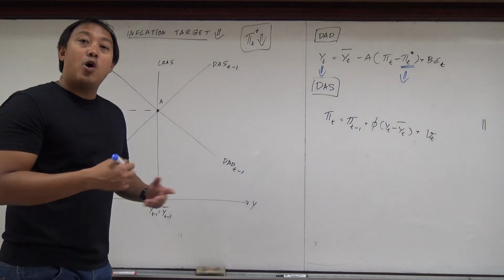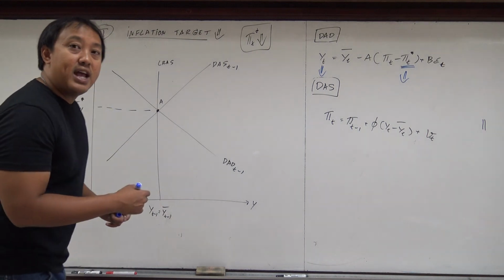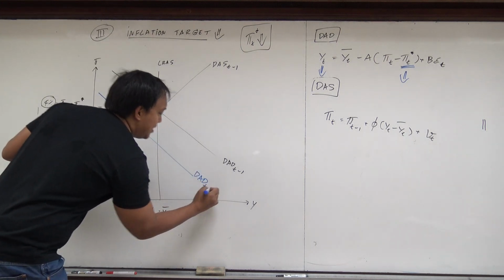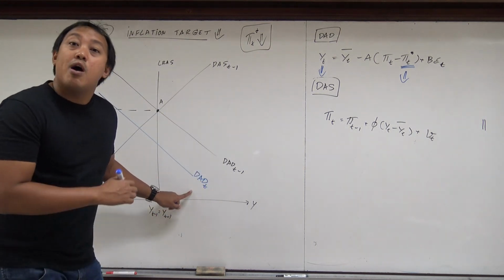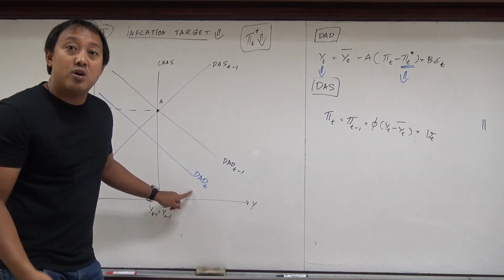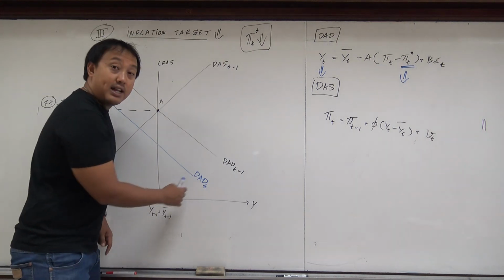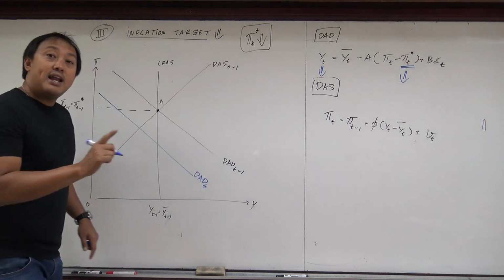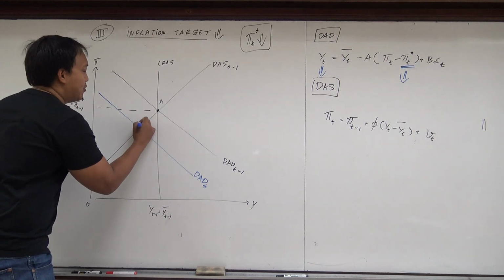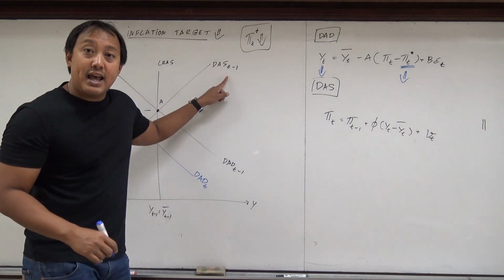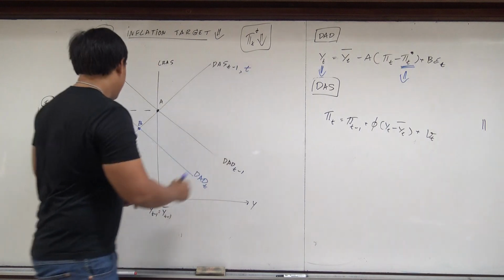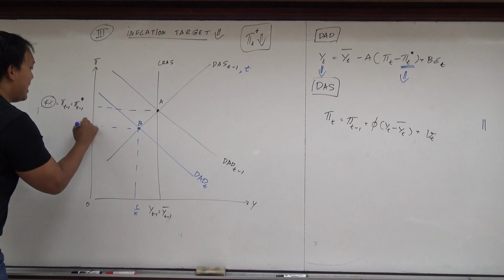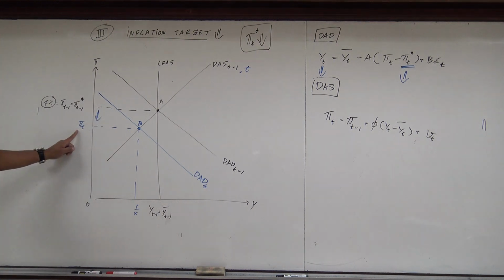So when the central bank lowers the inflation target down, DAD is going to shift to the left. This is DAD at time T, and it's going to be here forever because we're going to use the new inflation target. This is DAD at time T. T plus 1, T plus 2, T plus 3 is going to be here too. Then the equilibrium point is going to move from point A to point B. DAS is still the same at time T. And then what happened is, this is Y t, and this is pi t keeps lowering down.